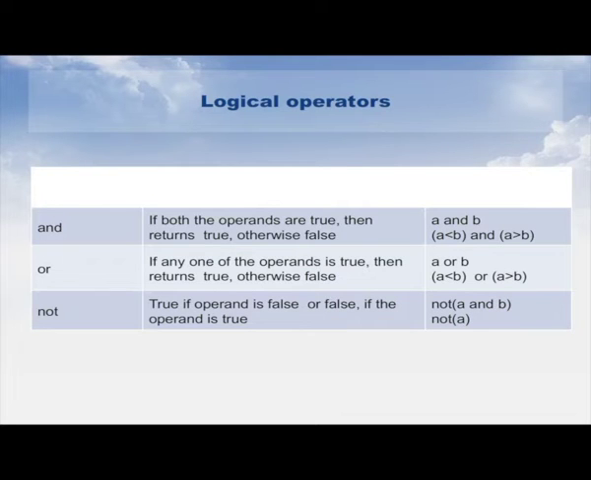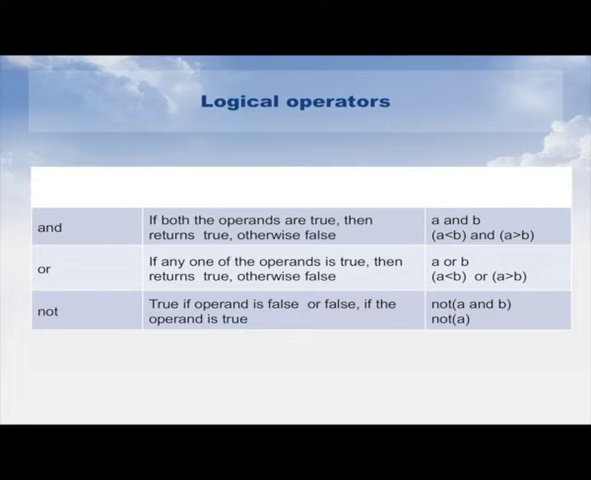Coming to AND, if both the operands are true, then the AND operator returns true, otherwise false. Please see the example: A and B, A less than B and A greater than B. This is how you can use the AND operator. Coming to OR, if any one of the operands is true, then OR returns true, otherwise it returns false. You can see how to use the OR operator also.